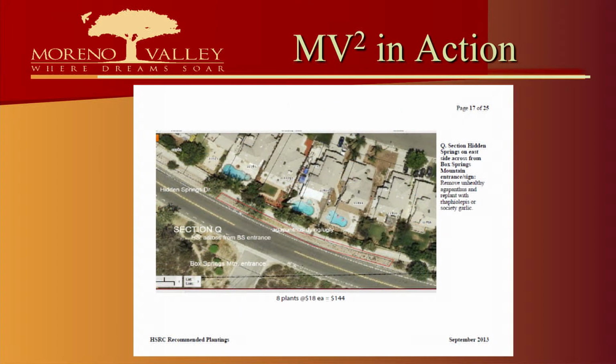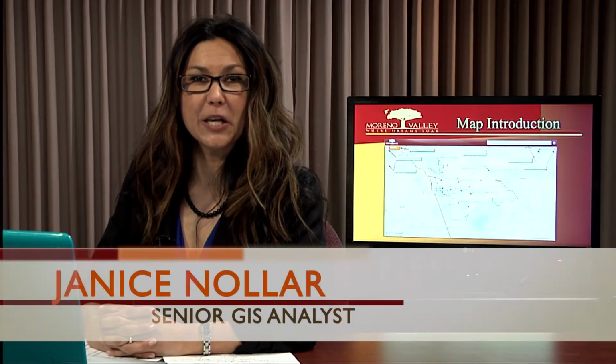Here is another exhibit from their document. The user zoomed into an area and labeled on the map detailed information for city staff. This is just an example of how maps can be a good vehicle of communication. Let's begin with the demonstration.